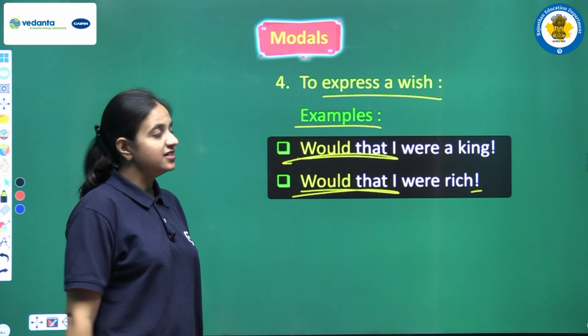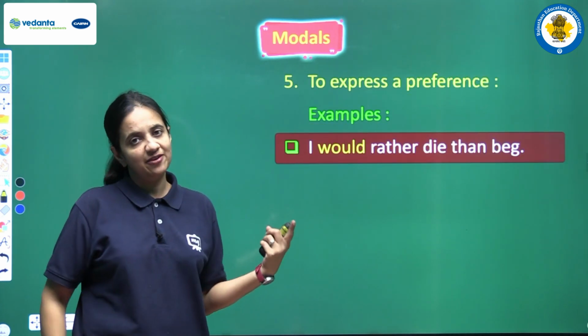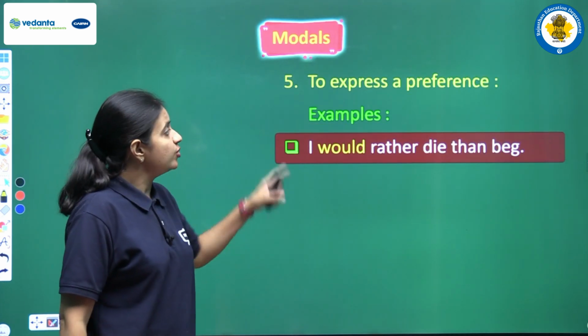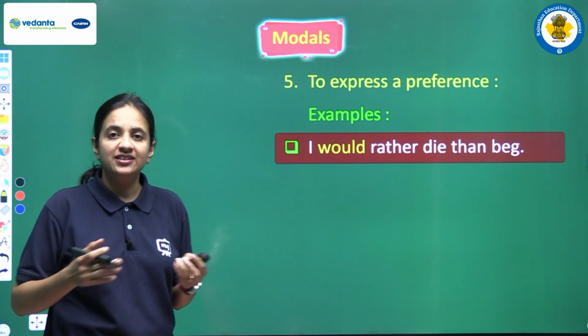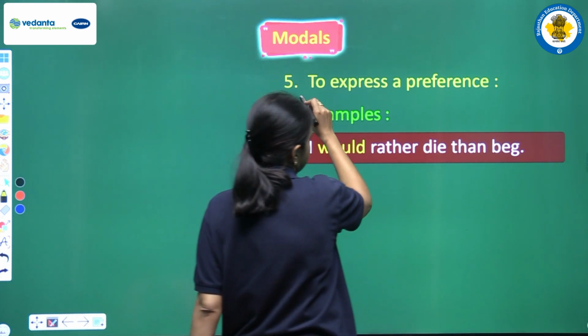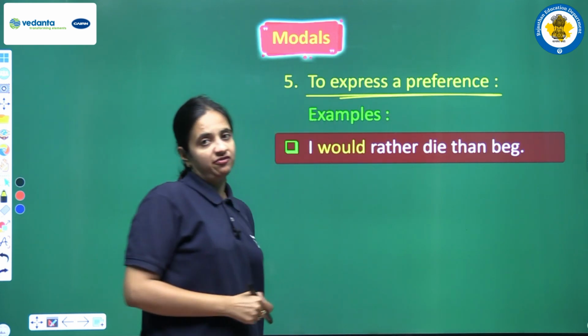Right. Next, see the next use of would that we are having here. So the next use is to express a preference. So yes, this is another use of would, and in this manner would is used to express a preference. So what does preference mean?